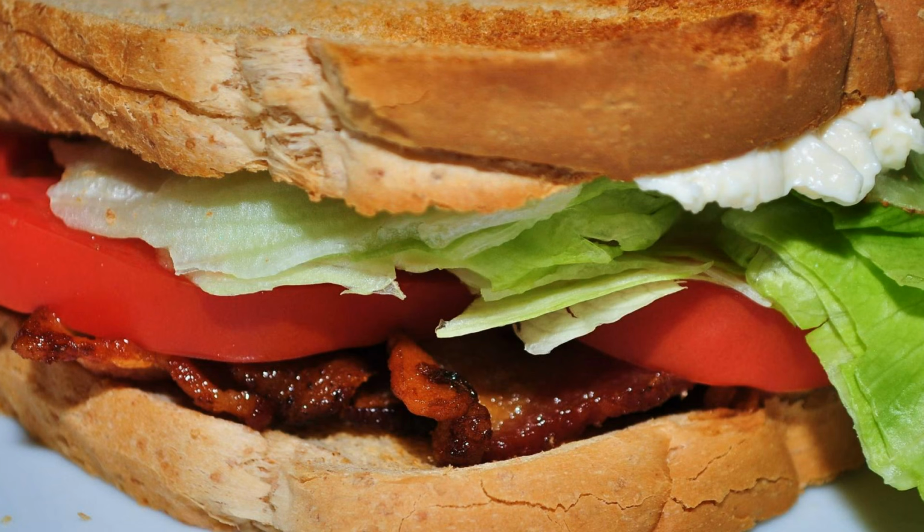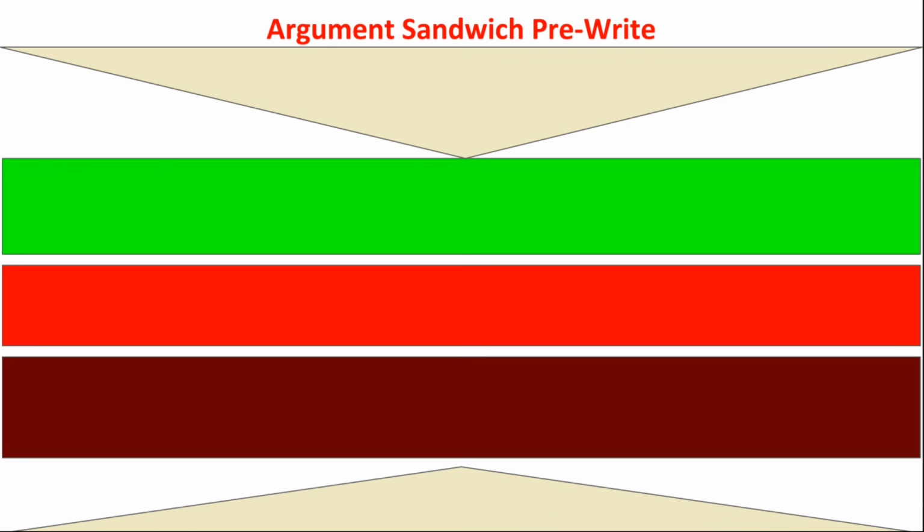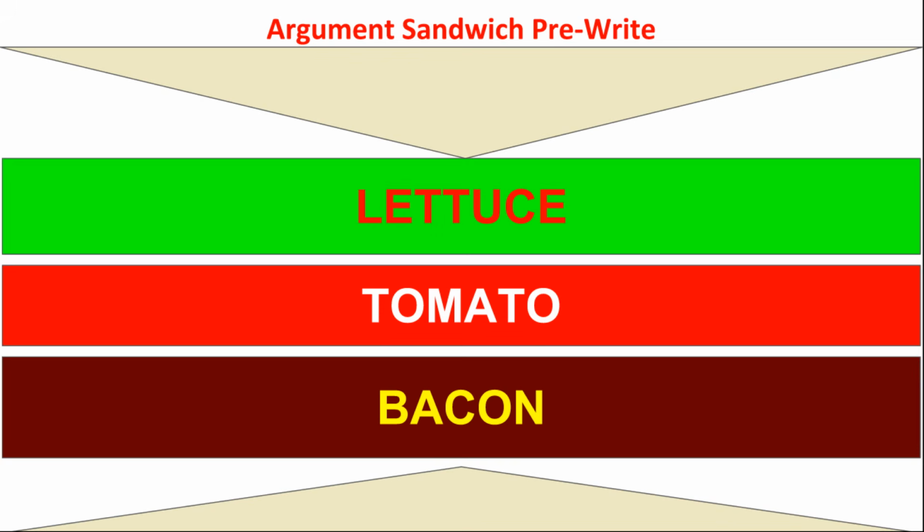Writing an argument can seem difficult at first, but there's a simple strategy that can make it a lot easier. It's called the sandwich pre-write. The sandwich pre-write has 5 parts. Of course, every sandwich has a top and a bottom slice of bread. Then we have the 3 parts inside. Today, we'll call these parts lettuce, tomato, and bacon.